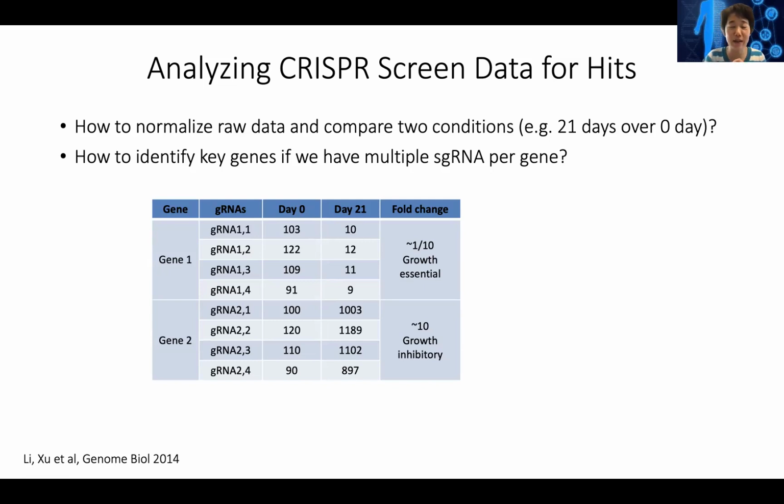So I have a quiz question for the group. Would we see more genes negatively selected or more genes positively selected?